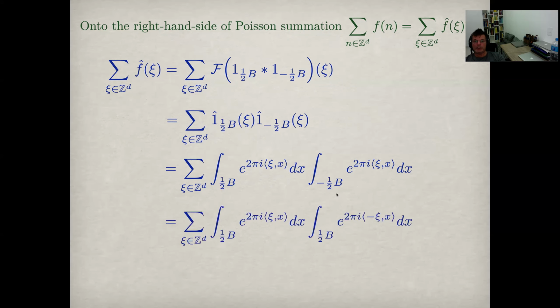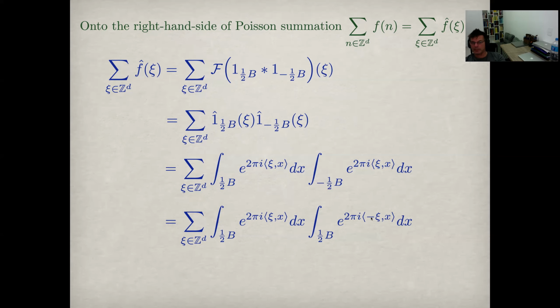And now we use the fact that B is symmetric. So negative 1/2 B is the same as 1/2 B. And so we put that in. But in order to make this change of variable, we have to be a little careful. There's a minus sign that goes into the x. So as x varies to negative 1/2 B, we make a change of variable.